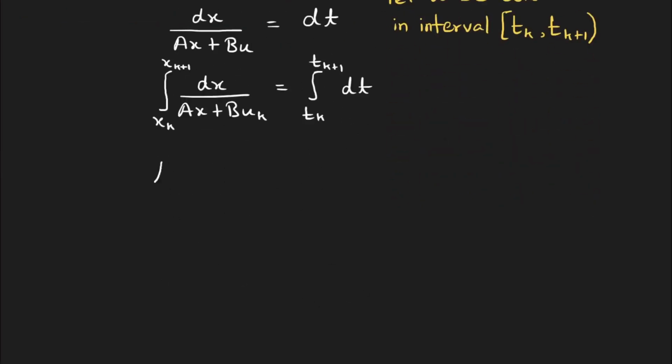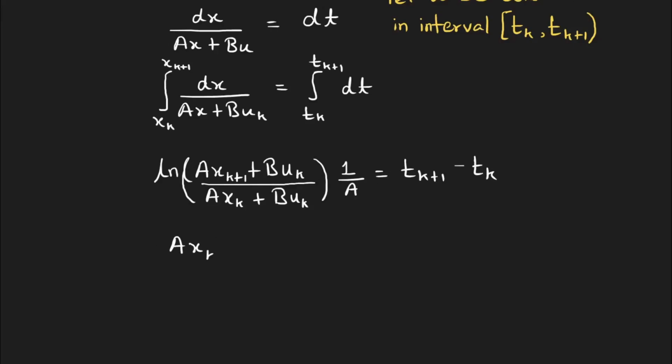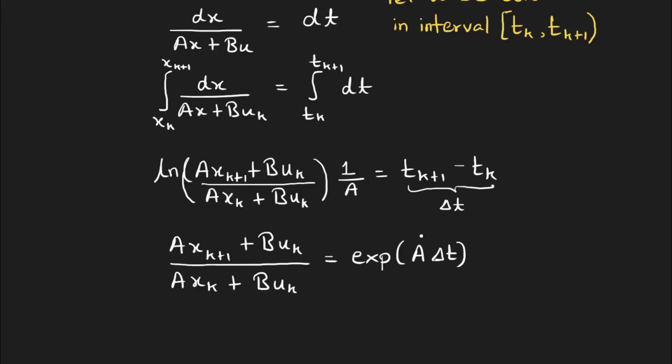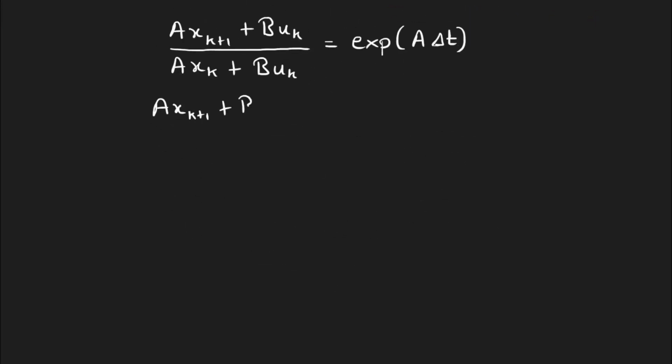Integrating both sides, then taking exponential of both sides, and after rearranging a few terms, we can arrive at the discrete state-space model, which is just a function of xk and uk.